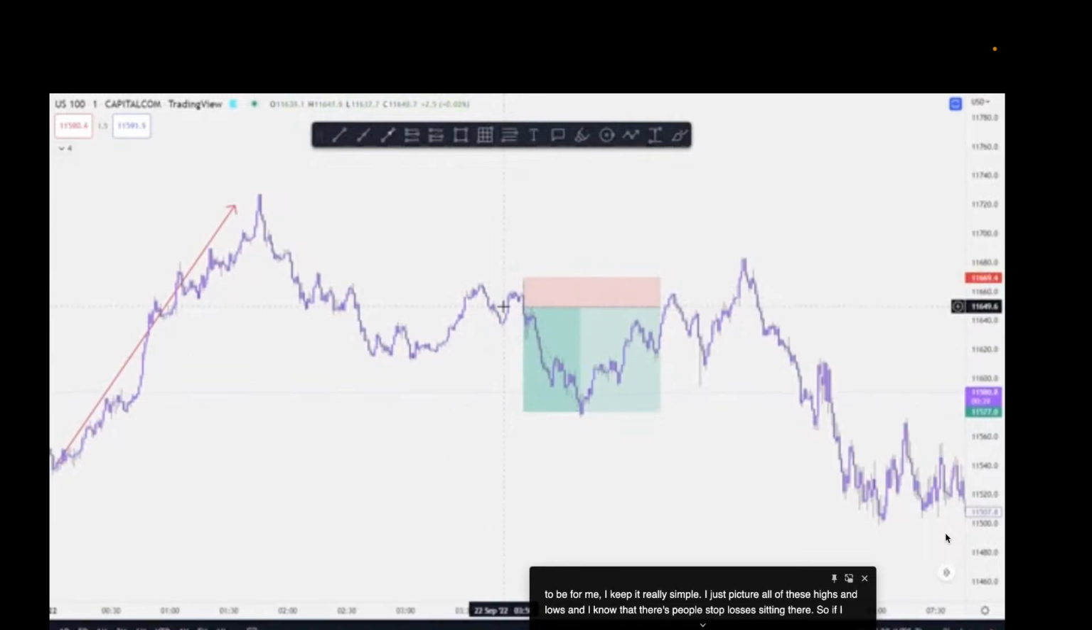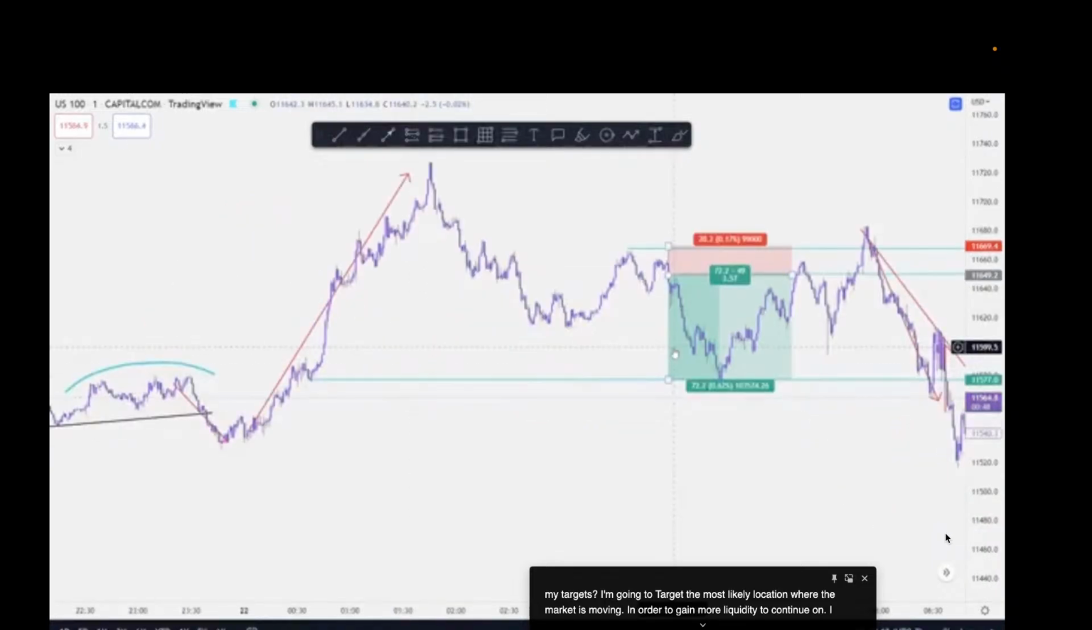So if I believe the market is running in a certain direction, where can I put my targets? I'm going to target the most likely location where the market is moving in order to gain more liquidity to continue on. I hope that helps.